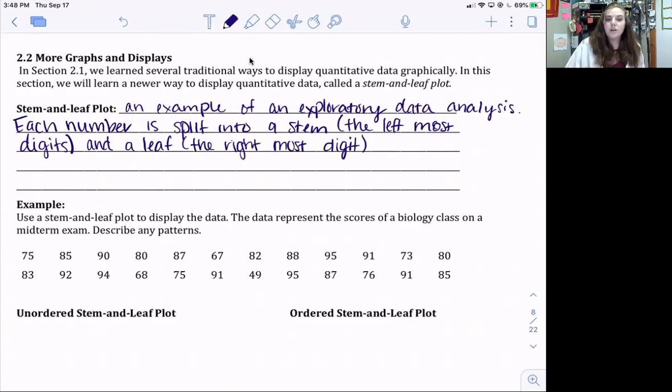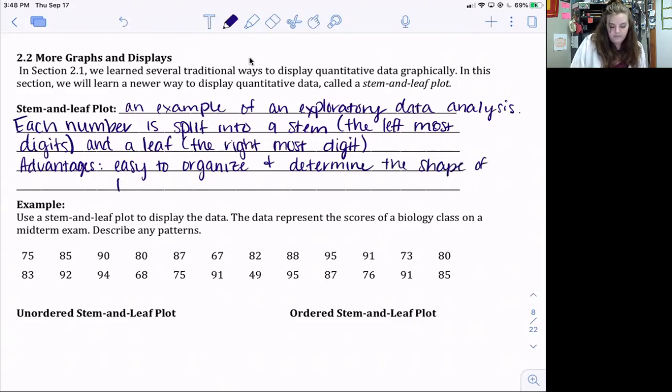Okay. So with this, we have some advantages. It's very easy to organize and determine the shape of the data. Also, it's one of the few graphs that actually displays every data entry.